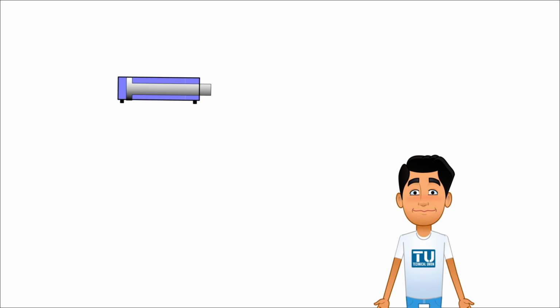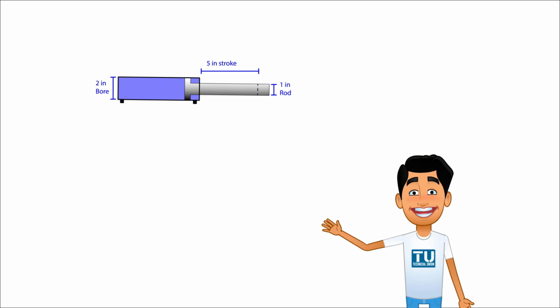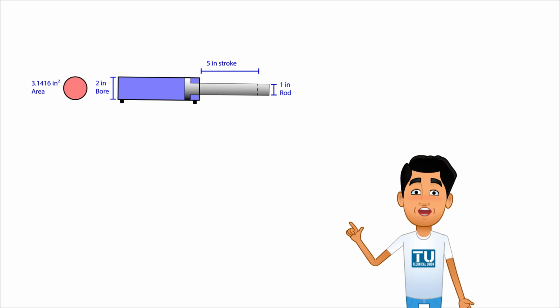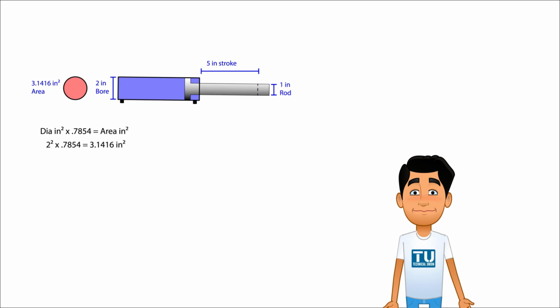In a hydraulic system, if you want to lift 4,000 pounds of weight and you have a cylinder that is 2-inch bore diameter by 1-inch rod diameter and 5-inch stroke, stroke is the distance in which you can extend and retract the cylinder, the square inch area that you're going to use to push the rod in the cylinder would be 3.1416 square inches. The formula to calculate the area is diameter squared times 0.7854 equals area in square inches.